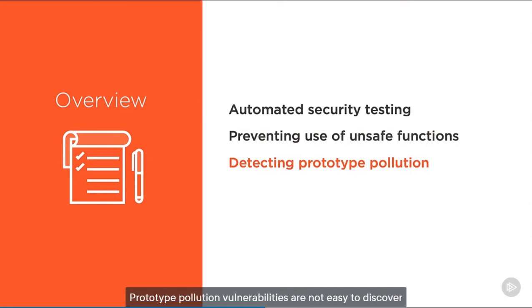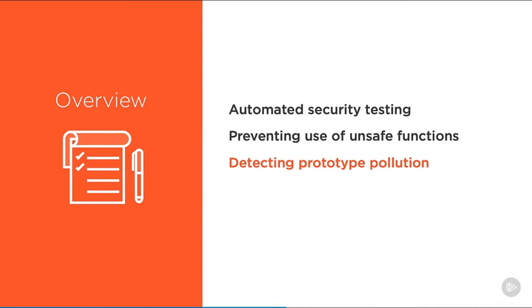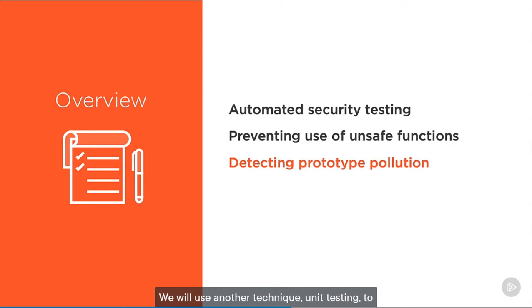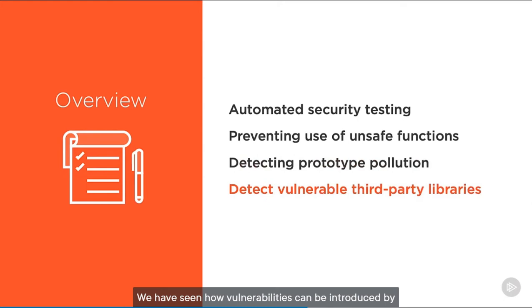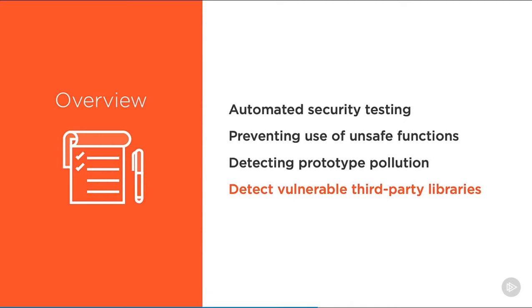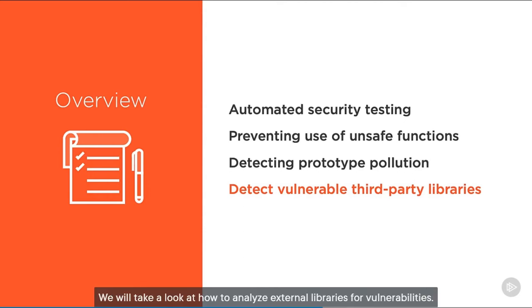Prototype pollution vulnerabilities are not easy to discover using static code analysis, and the technique we will use to prevent code injection would not work. We will use another technique, unit testing, to detect prototype pollution at runtime. We have seen how vulnerabilities can be introduced by third-party code we do not own. We will take a look at how to analyze external libraries for vulnerabilities.